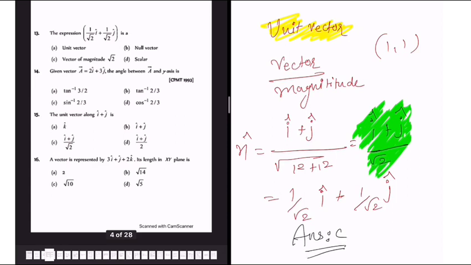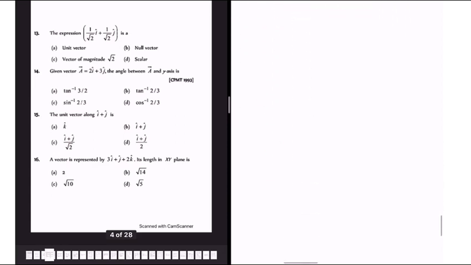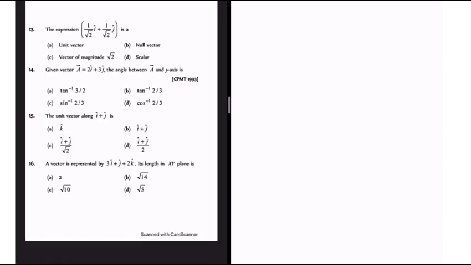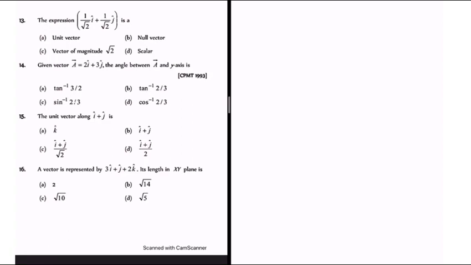Answer C. Next question. Question number 16. A vector is represented by 3 I cap plus j cap plus 2k cap. Its length along xy plane is. Okay, this is little bit different question. Length along what? XY plane. Okay.